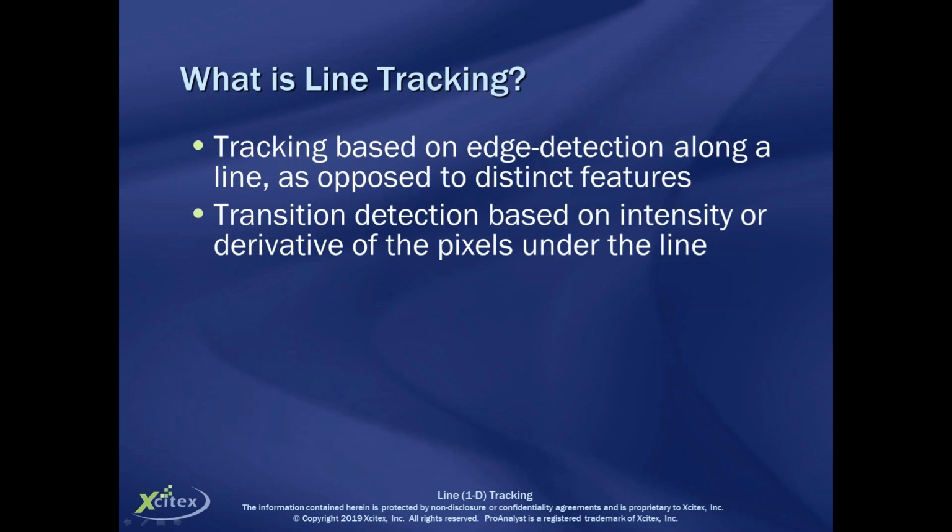So the 1D line tracking toolkit is available in ProAnalyst Professional and Professional 3D. And unlike 2D tracking, which we refer to as feature tracking, 1D line tracking does not track patterns. 1D line tracking isolates a line within the video and examines the transitions in pixel intensity or the derivatives of the intensity along that line.